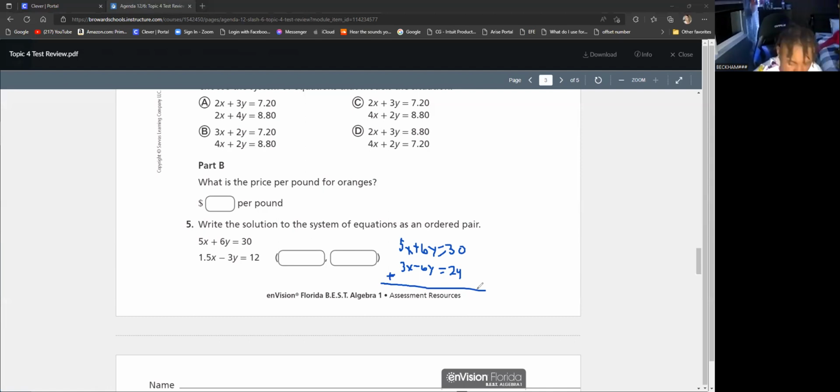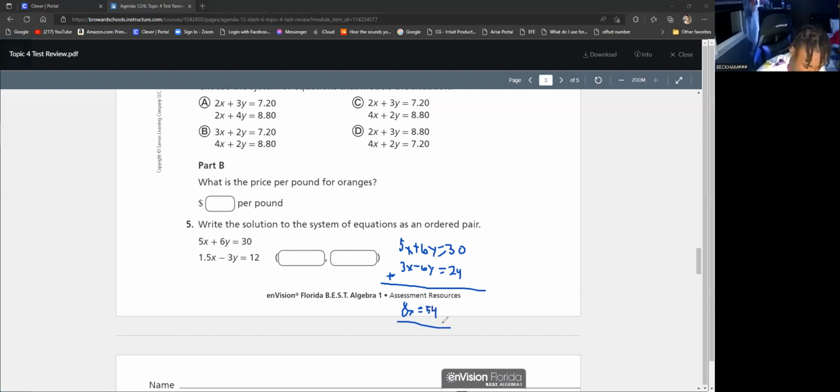Do I just jump to 30 plus 24? Yes, yep. 54? Okay, so yeah, 54. Do I write 8x equals 54? Yes, yep. Okay, now divide both sides by 8.